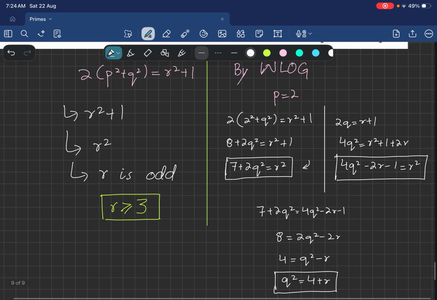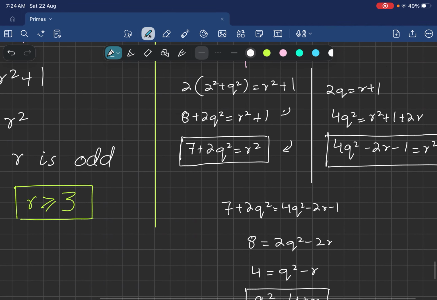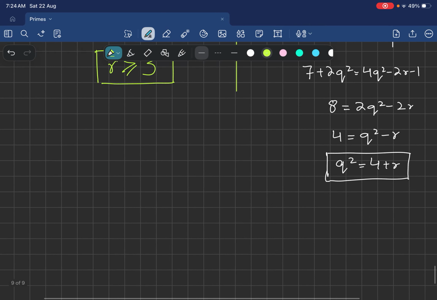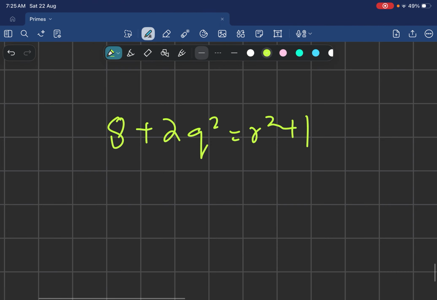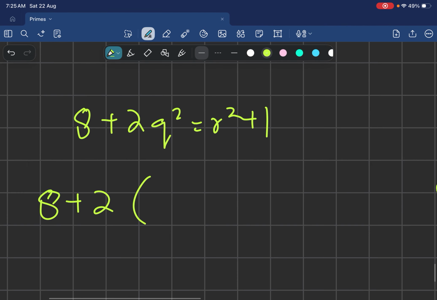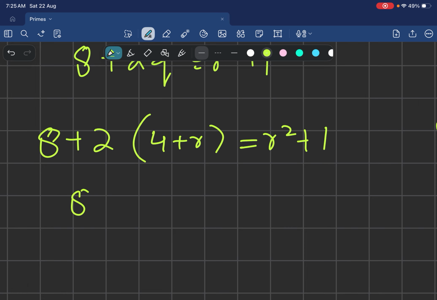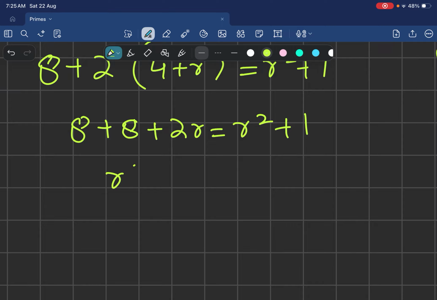So if I plug this back over here, I'll get a single expression. So we have 8 plus 2q square is equal to r square plus 1, and we just found out the value of q square. Let's plug in. Okay, so 8 plus 2 times 4 plus r is r square plus 1. From here we'll get 8 plus 8 plus 2r plus r square is equal to r square plus 1. So bring everything on other side to solve the quadratic and you will get minus 15.